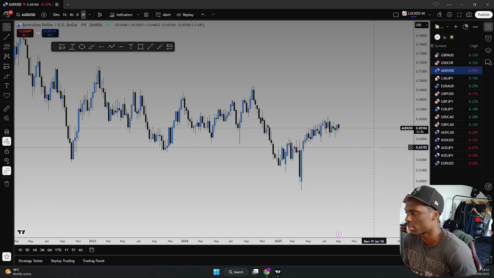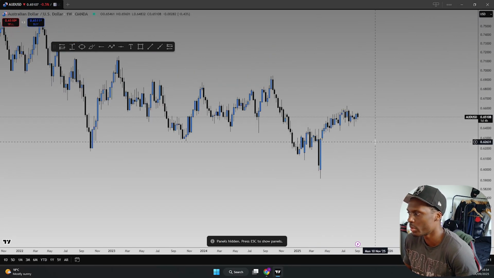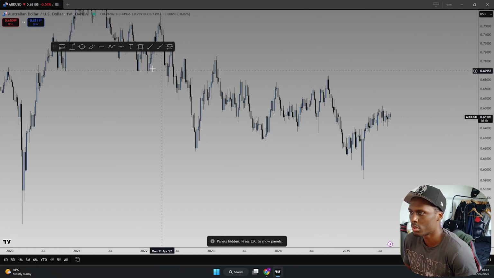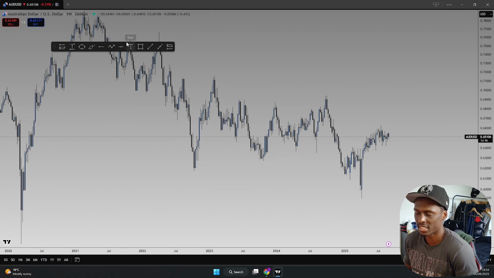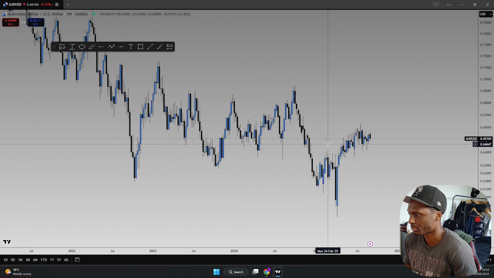Alright, so I'm going to start from the weekly and how I do it on all my pairs. Now with the weekly, the key thing I do is my support and resistance levels are only showing on the weekly. I don't let them show on any other time frame, because obviously the weekly is a longer time frame. So right now, this is Aussie US dollar. This is how I start.